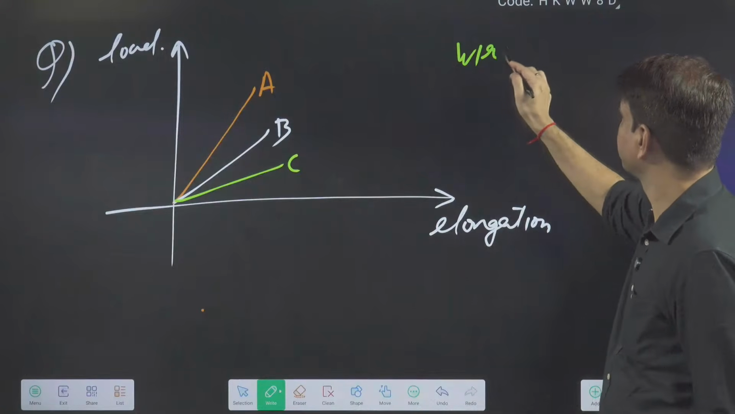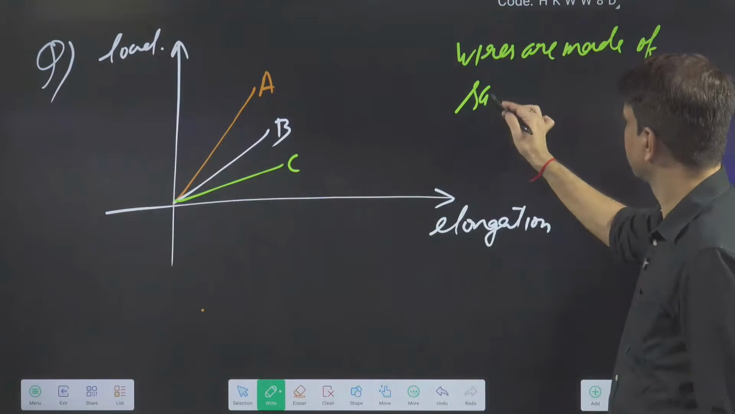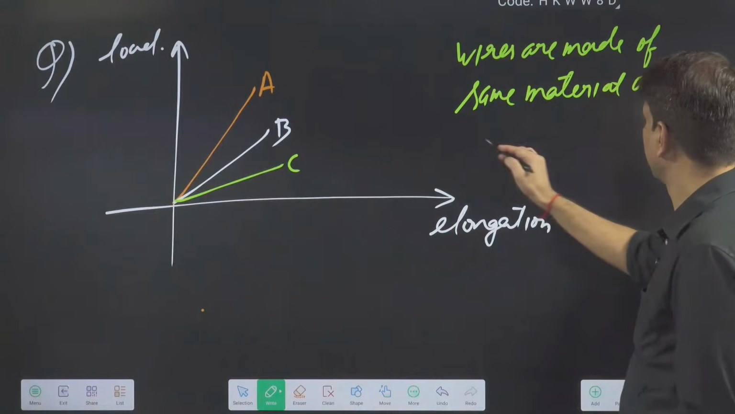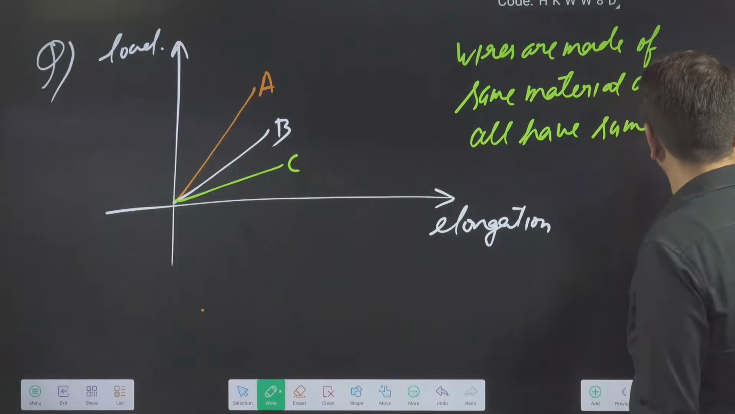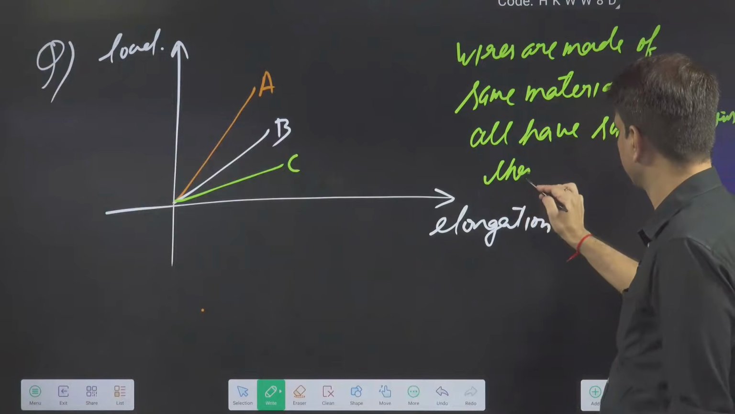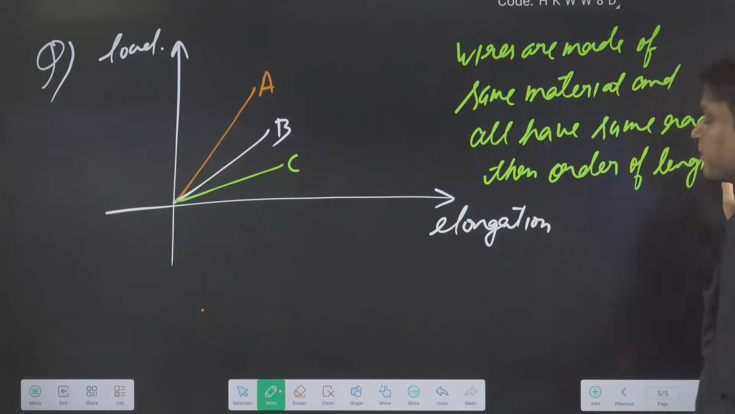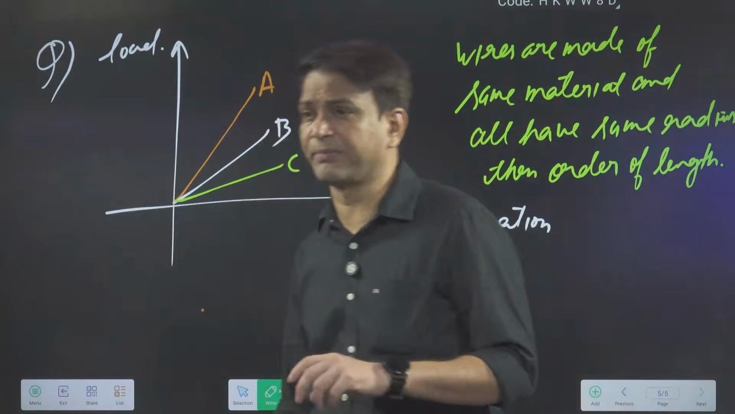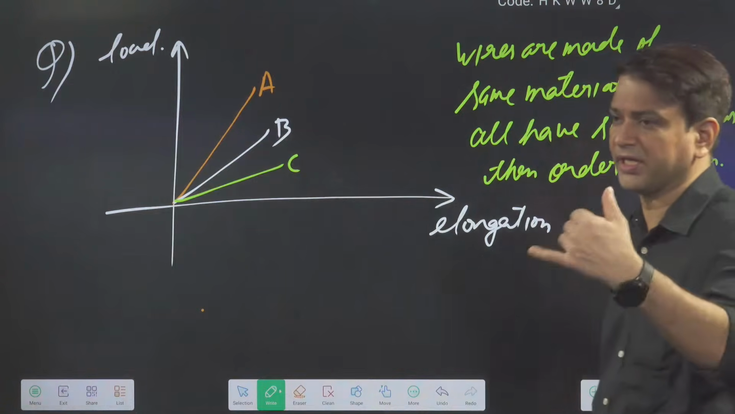So wires are made of same material and all have same radius. Then order of length. So here I gave the three graphs for the three different wires, and all the wires are made of the same material and they have the same radius. I'm asking what is the order of the length for the wires A, B and C.